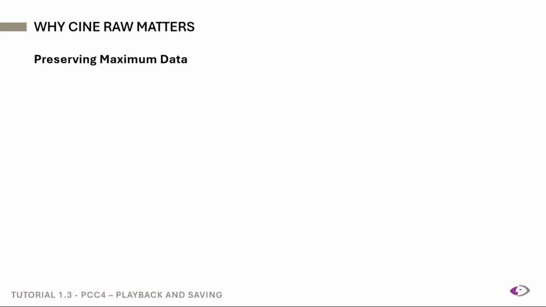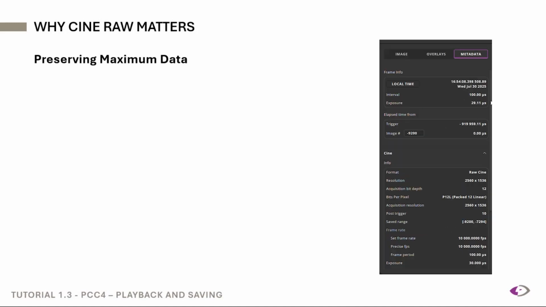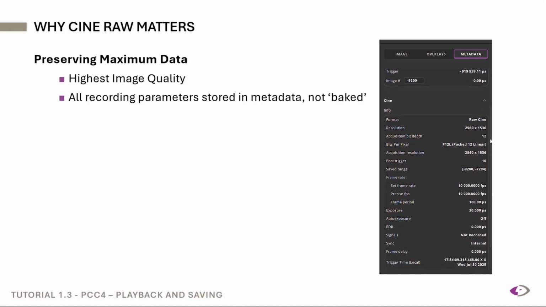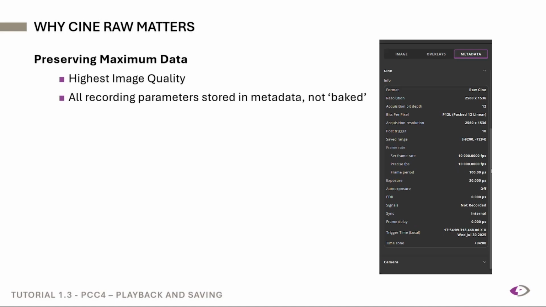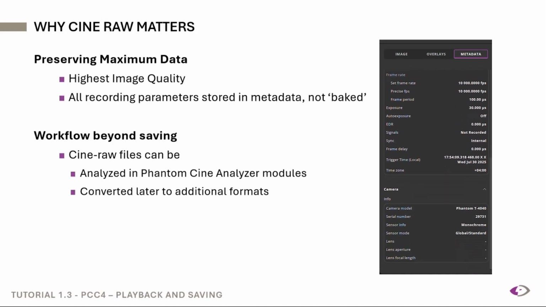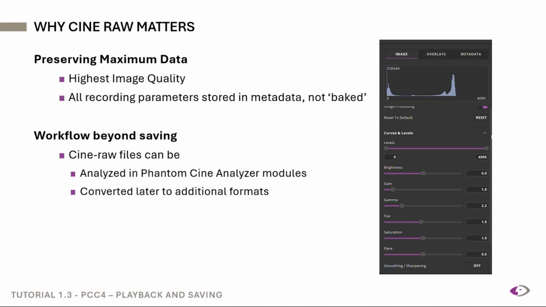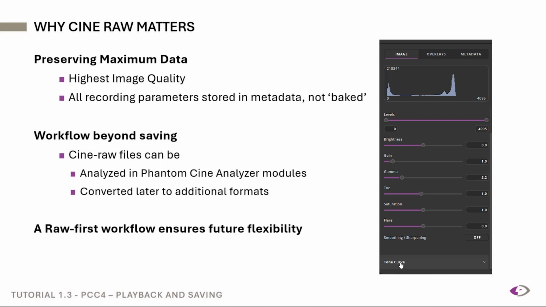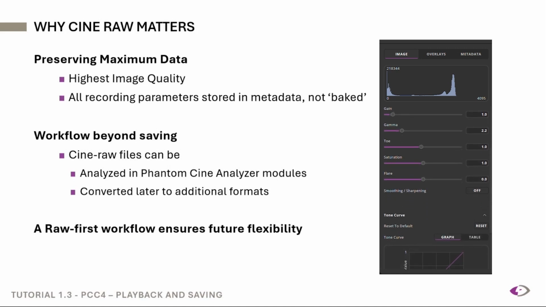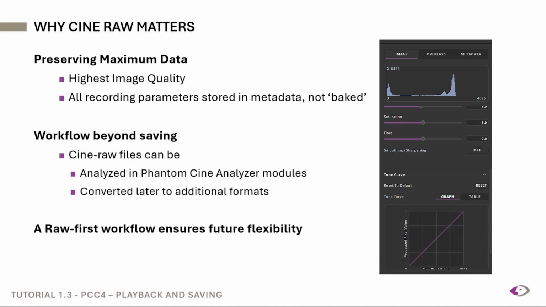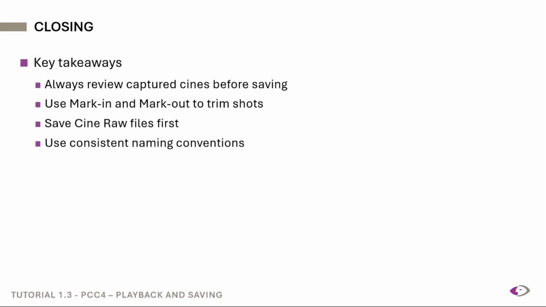We always recommend saving CINE RAW files first. CINE RAW preserves maximum image quality and includes all recording parameters in the metadata, making it ideal for advanced analysis and long-term flexibility. CINE RAW files are required for using the motion analysis tools in the CINE Analyzer module, which can be launched directly from PCC. This makes CINE RAW the foundation of the complete high-speed imaging workflow. Once saved, CINE RAW files can later be converted into additional formats for sharing or reporting, while keeping the original data archived.